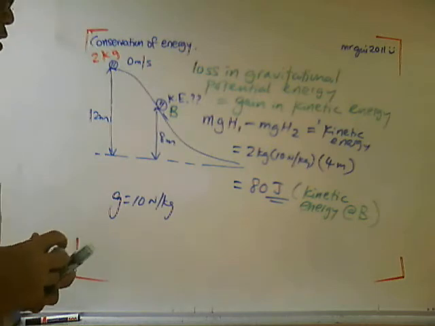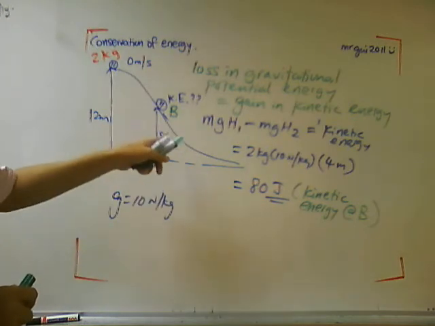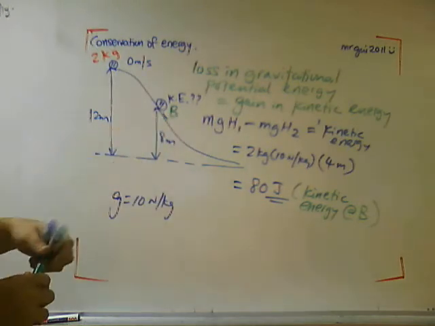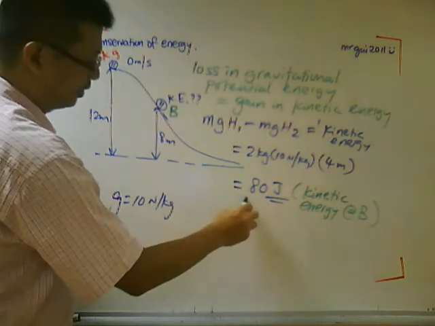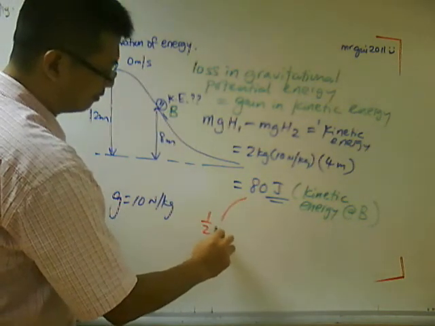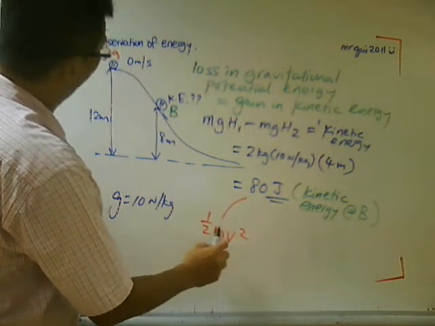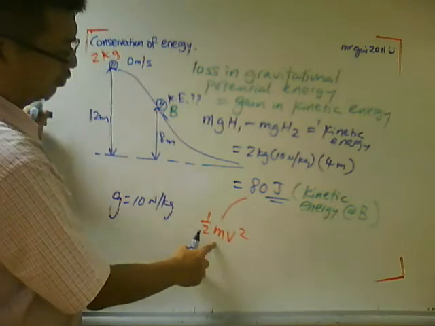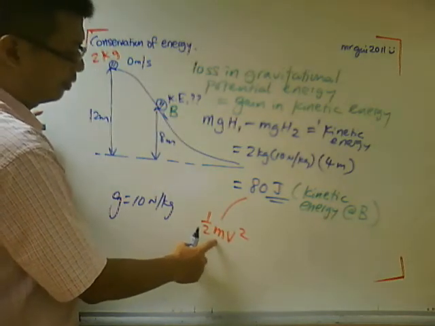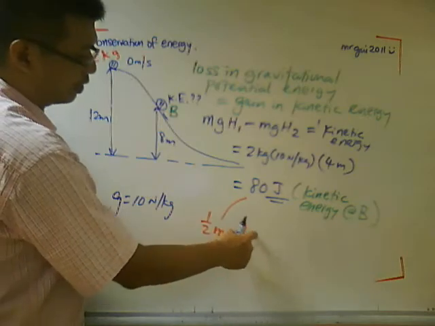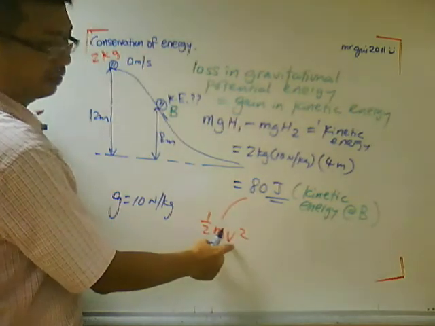Say if the question continues to ask about the speed at point B, actually we can use half mv squared. With m equal to 2, we substitute 2 into m. Half mv squared equals 80. We can find the speed at B.